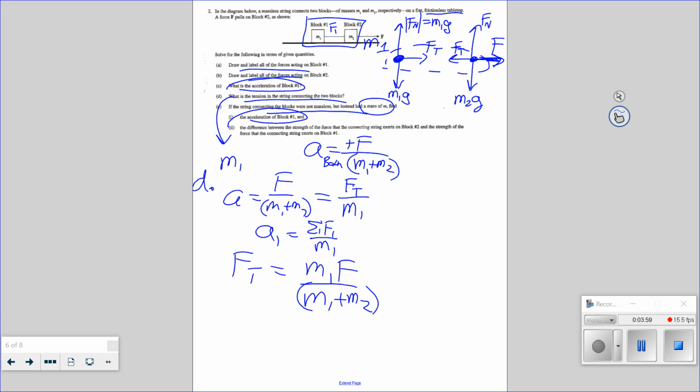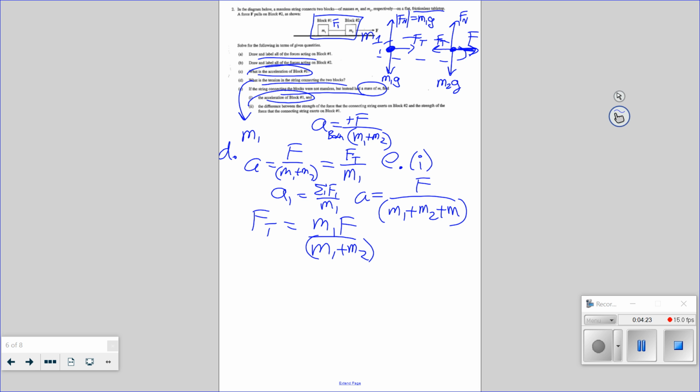We still have a net applied force, and we have our other stuff. So E, number 1, you just do F over M1 plus M2 plus little m. Done. That's A. I just have more mass in my object. Think of it as a closed system. I put a little m inside, so it has more mass.